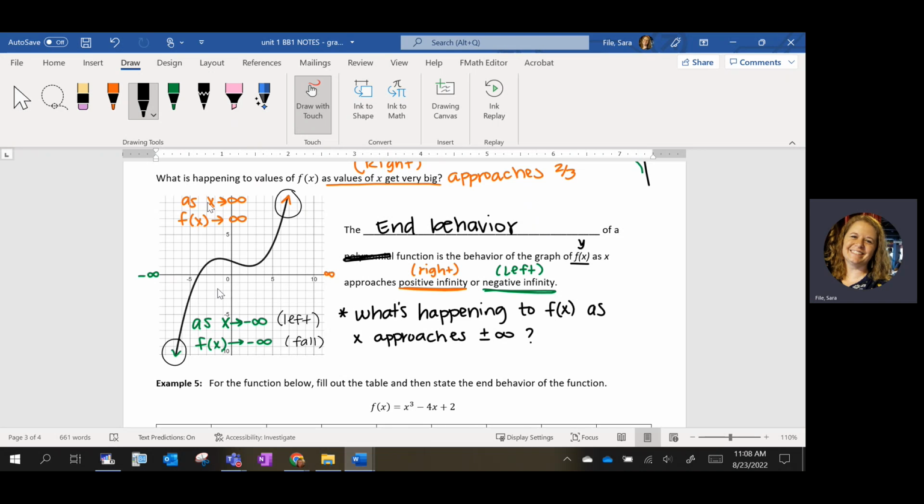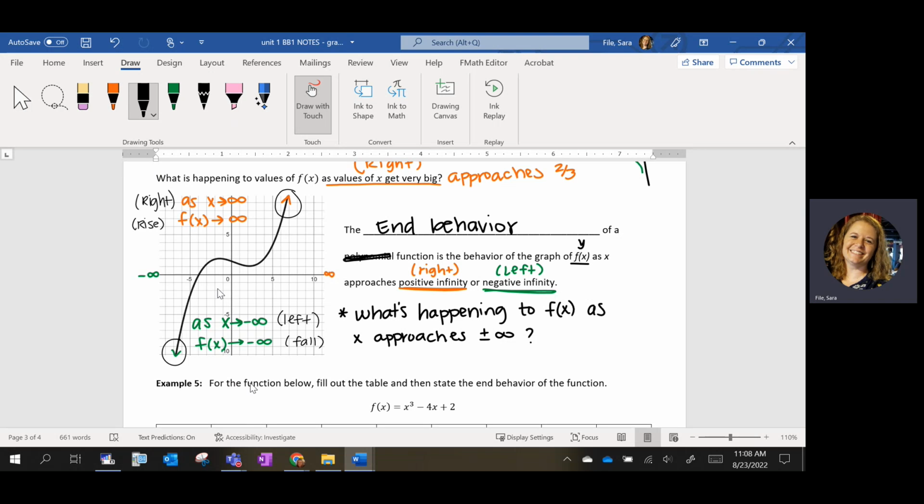So I interpret as x approaches infinity, that means the right. F of x approaches infinity, that means rise or going up. So the right side is rising, the left side is falling, but what's written in the orange and green is the actual notation. You need to be able to write that in. Y'all feel okay about that? Okay.